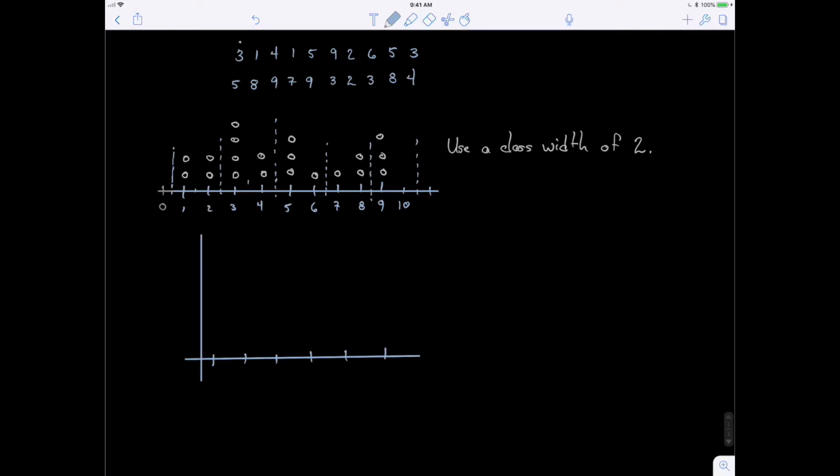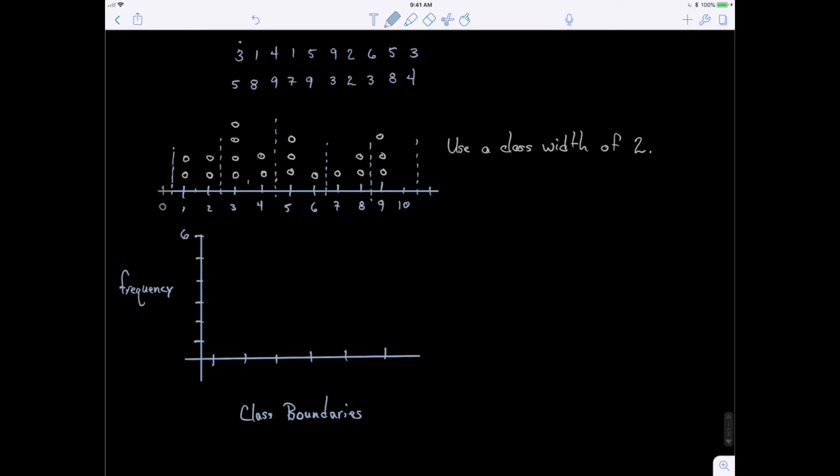That looks pretty good. So now let's snap these into place. So 1, 2, 3, 4, 5, and there's 6. And remember, this is our frequency. And on the horizontal, these are our class boundaries, or you could just write boundaries if you would prefer.